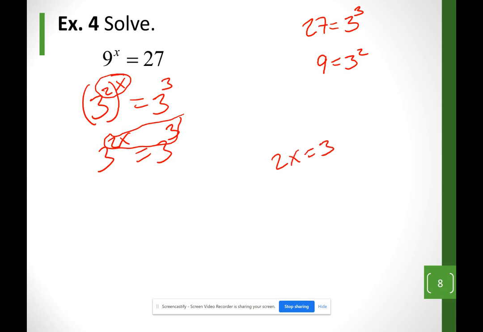Once I have both sides of the equal sign written as an exponent and using the same base, I'm just going to let the exponents equal each other. 2x equals 3. Let me divide both sides by 2. X equals 3/2. All right, you guys like it as a decimal? Then just call it 1.5.